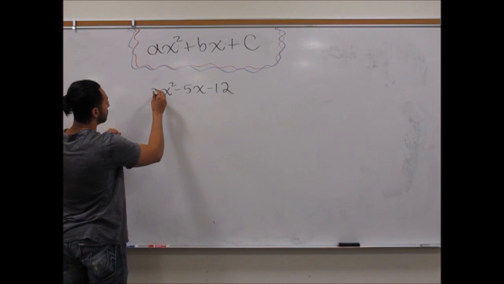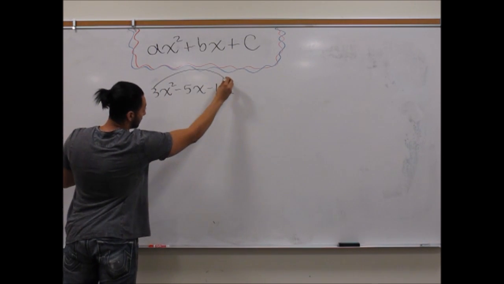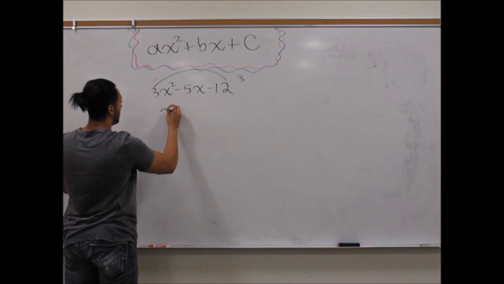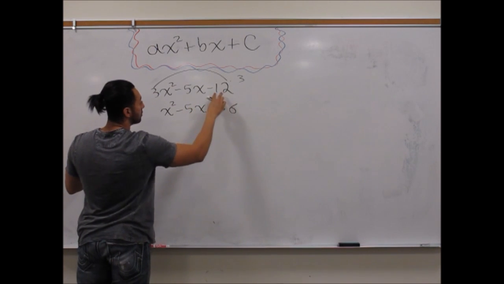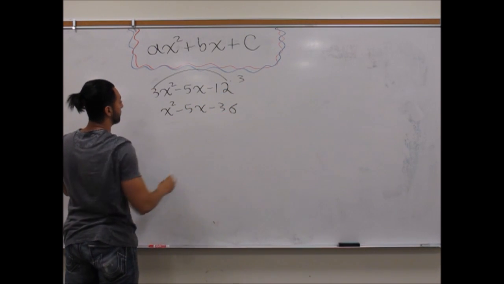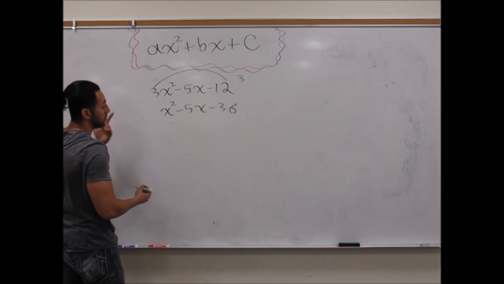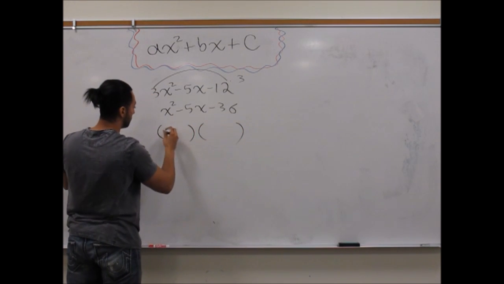So we're going to take this 3, we want it to be a 1. So we're going to take the 3 and throw it back and multiply it with the 12. So then we get x squared minus 5x minus 36. 12 times 3 is 36. Now it's just a regular trinomial with the leading coefficient 1, right? So what we said, we just jump to our parentheses here, put the x's there.